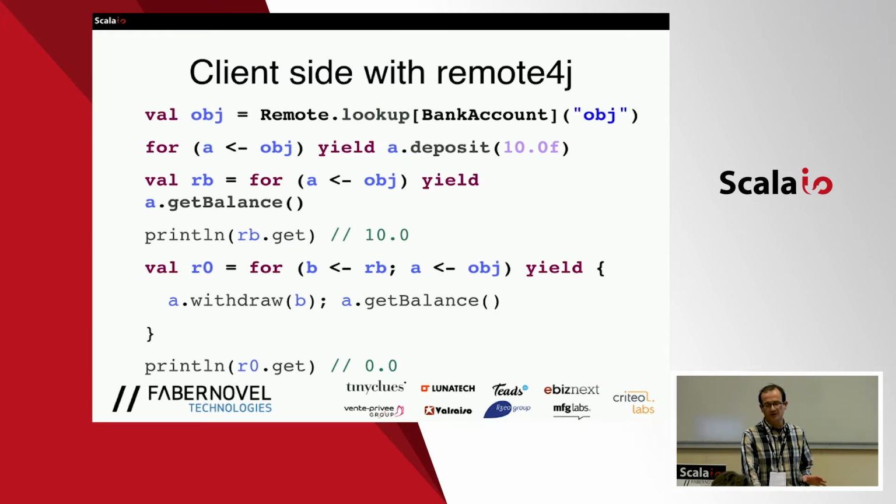A is, on the server side, the genuine value, you apply the deposit method, and yield gives it back as a new remote object on the client side. The same for getting the balance.